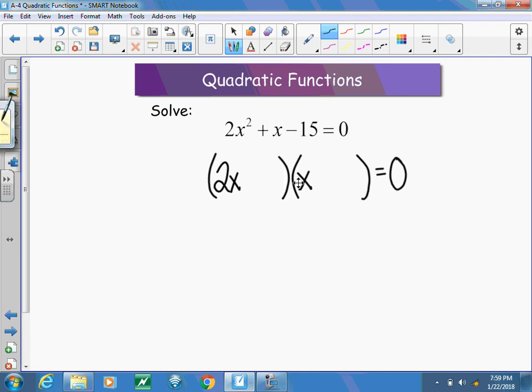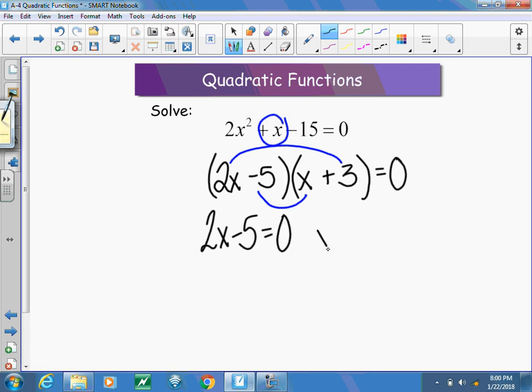So now when you do the multiplying here, let's go ahead. I'm going to put a plus 3 here, and I'm going to put a negative 5 here. When I take 2x times 3, that gives me 6x right there. Negative 5 times x gives me negative 5x. Well, that is going to add up to positive 1x. So just be careful because that 2x is going to factor into the O and the I of your FOIL there. So 2x minus 5 is equal to 0. x plus 3 is equal to 0.